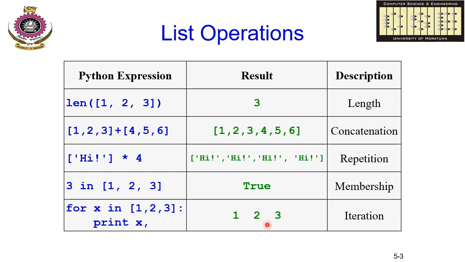The last one in this list is the iteration. We have actually seen this multiple times before. We can iterate through the elements of a list using a for loop. That's the easiest way. So for x, this is the iteration variable, in, you have to use the in keyword, in this list, and then you can print the items of that list. So this is iteration. These are some of the commonly used operations available for lists in Python.